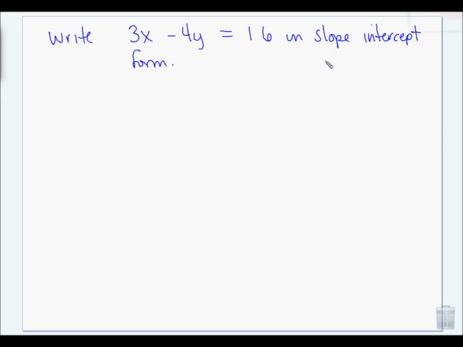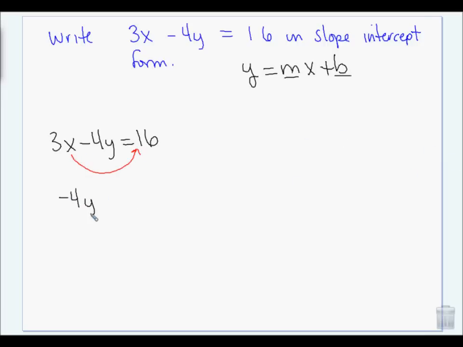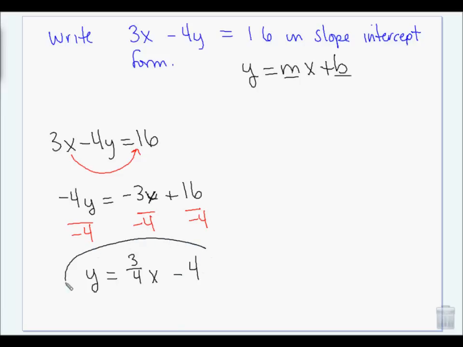Okay, slope-intercept form is y equals mx plus b, because this is our slope, this is our intercept. So I want to make this look like that. So I want to move the x over, and if I move the x over to the other side of the equal, it was positive, now it's negative. And then I need the y by itself, so I'm going to divide everything by -4. Negative over a negative is a positive. So this is slope-intercept form.